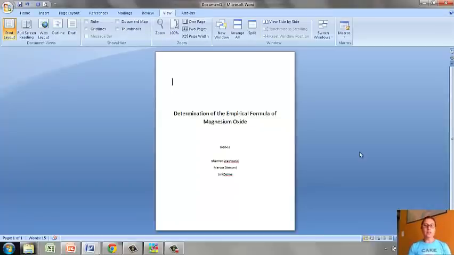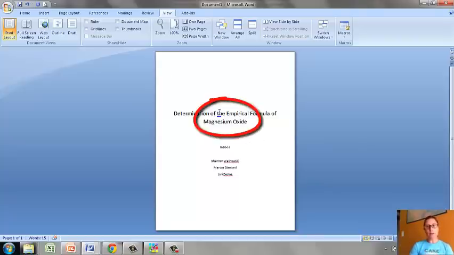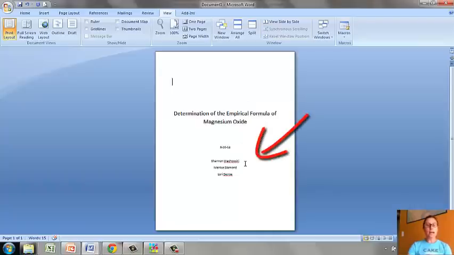Okay, so here, as you can see, is an example of the title page for lab reports. I've got my title in a larger font, and it's centered a little less than halfway down the page. And then below that, I've got the date the lab was conducted, as well as my name first, because it's my lab, but then the people that I worked with on the lab as well.